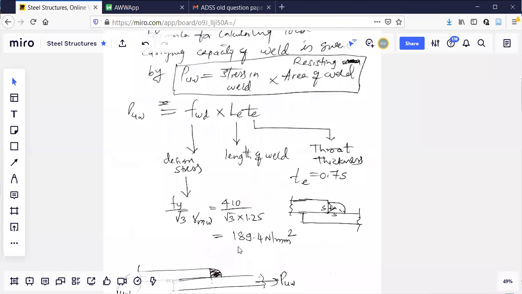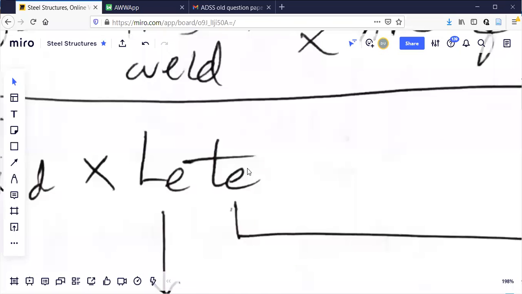So this is 189 here, it is coming. In our case, what has happened? It is 150 because 1.25 is taken. If the welding is done, as I told you, that is the formula here. So you have to be careful.